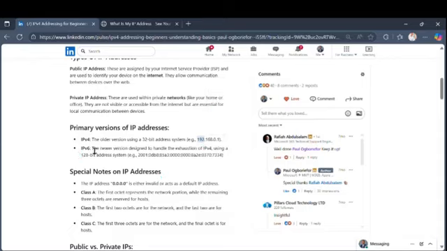Then again, we have the IPv6 address. Now, this is the newer version designed to handle the exhaustion of IPv4 addresses, using a 128-bit address system. The format is divided by colons, and I think it's about 8 groups: 1, 2, 3, 4, 5, 6, 7, and 8. And if you notice another thing, each of them has 4 characters, and they are also mixed with alphabets.